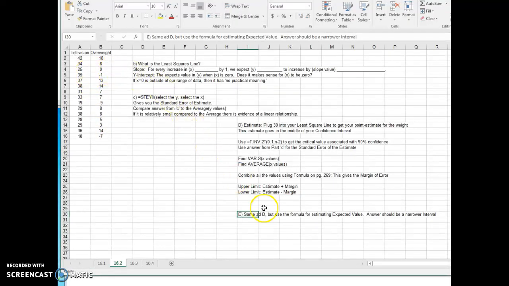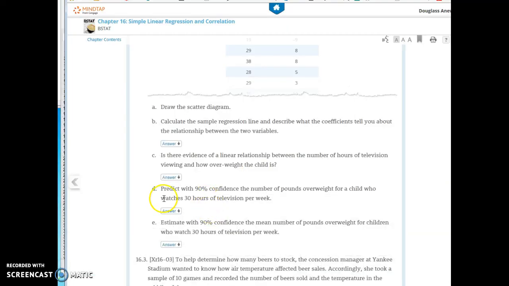16.2 is going to be pretty similar, just with some different values. There is one extra step here now in part E. Part D, again, is just like what we just did. You predict a confidence interval for if someone watches 30 hours of television. Now E here is estimate the mean number of pounds for all children who watch 30 hours. The steps are almost exactly the same. There's just one little switch up in the formula.